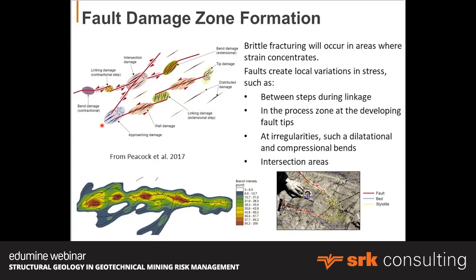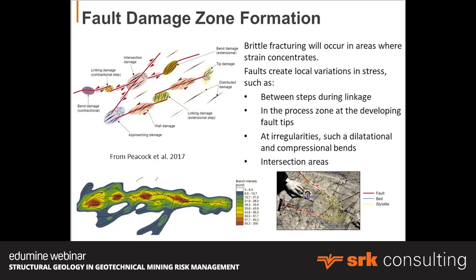This is a nice example from Peacock et al., which shows how they've mapped the frequency of fractures along the fault system, and you can certainly see where the high damage zones are, and it really illustrates the variability in the properties along a fault system. Here up close you can see two faults approaching and the stress-induced fracturing that causes that complexity. Again, these are the areas of greatest fluid permeability.